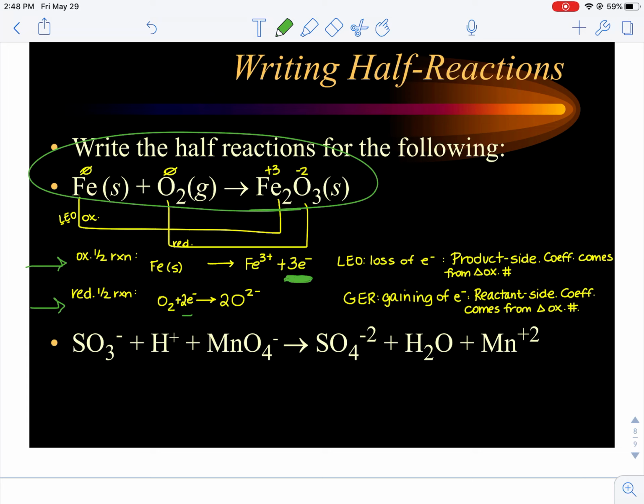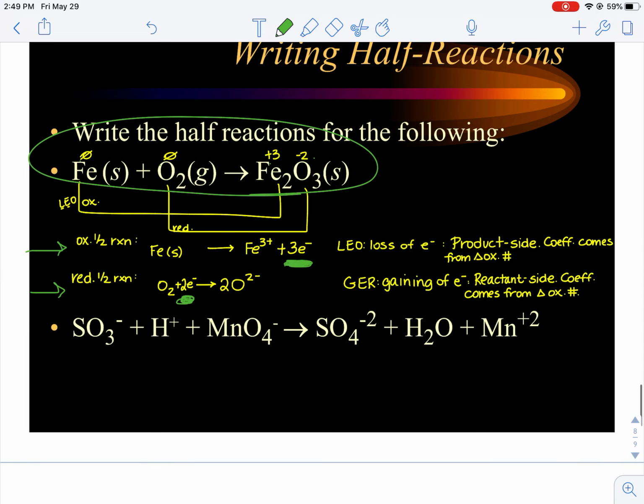Oxidation shows electrons lost on the product side. Reduction will show electrons gained on the reactant side. And how many are lost or gained comes specifically from the change in the oxidation numbers that you wrote down. All right, let's try one more.